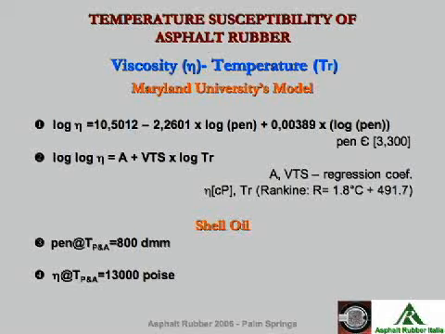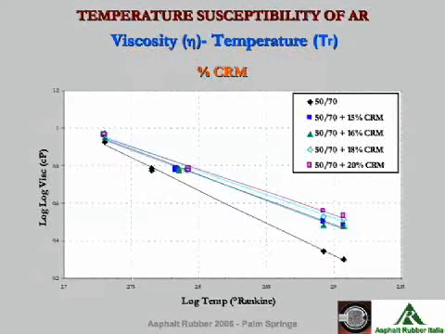Then we went to see the temperature susceptibility of asphalt rubber. This is a model that was developed by the Maryland University. We can convert the conventional measurements of penetration and softening points into viscosity results. We do like Alcomum graphs. And again, we can see the influence of increasing the percentage of rubber in the temperature susceptibility.